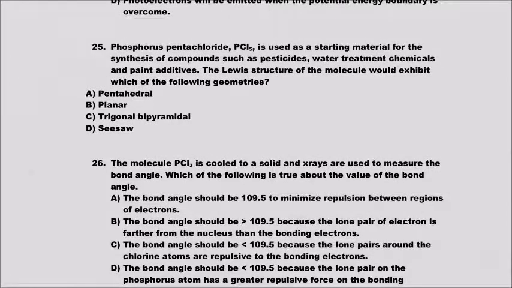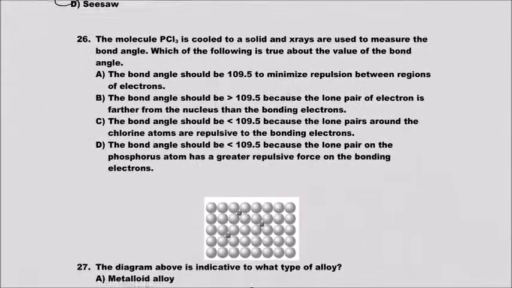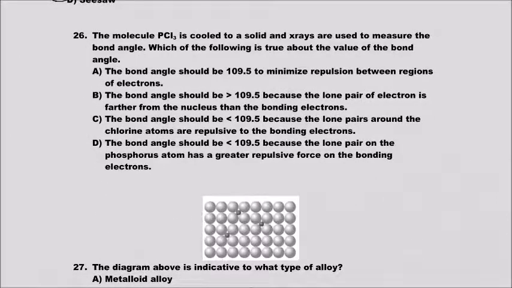All right, 25, we have PCl5. The Lewis structure of the molecule would exhibit which of the following geometries? And so if you have phosphorus with 5 single bonds, you just have to know your shapes. 25 is C. All right, 26, we have PCl3 this time. It's cooled to a solid, and X-rays are used to measure the bond angle. Which of the following is true about the value of the bond angle?